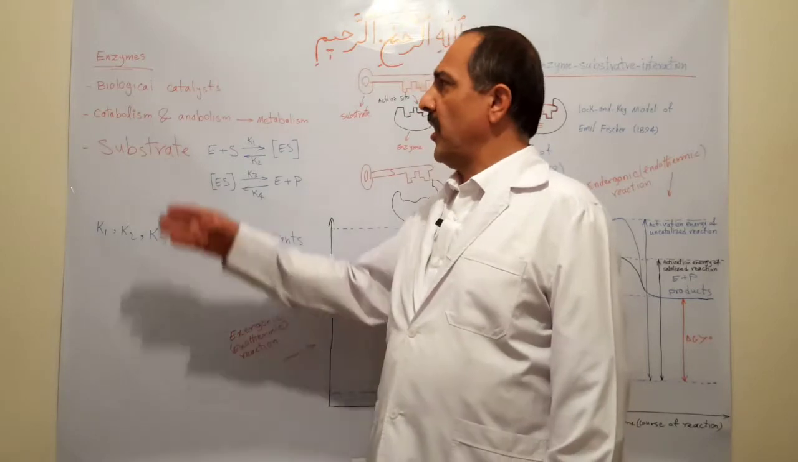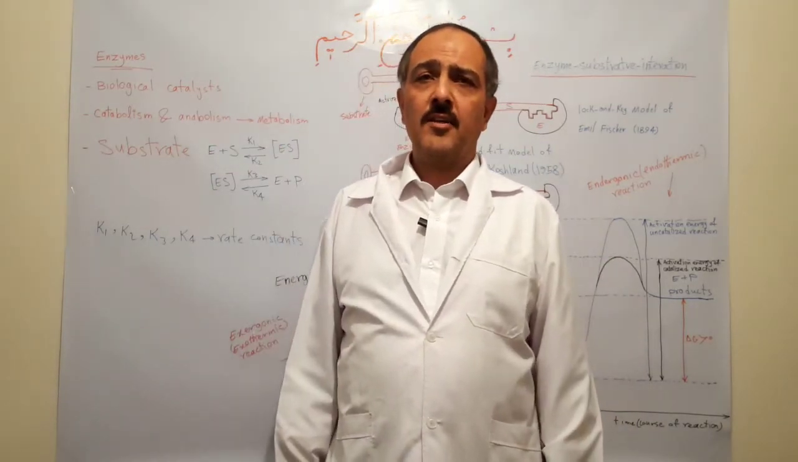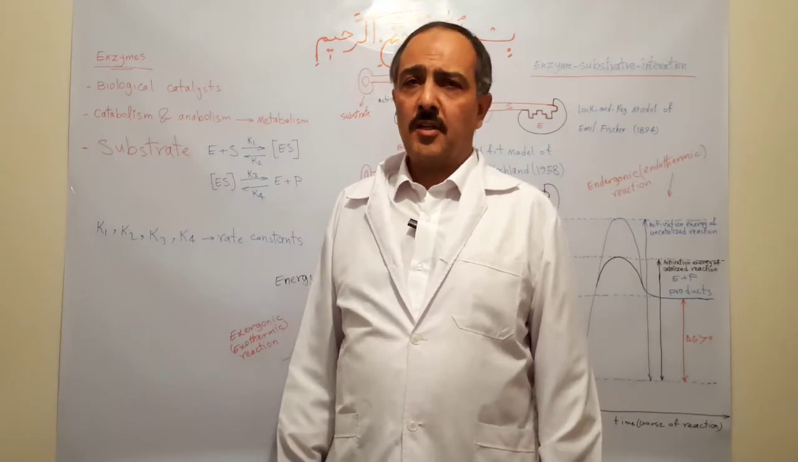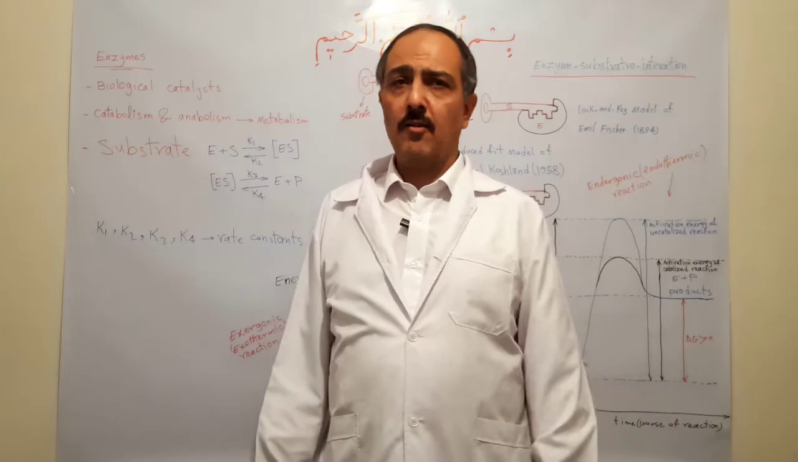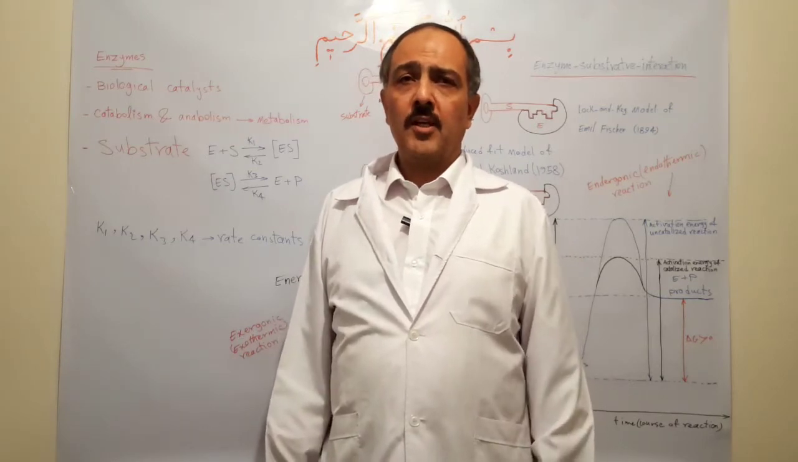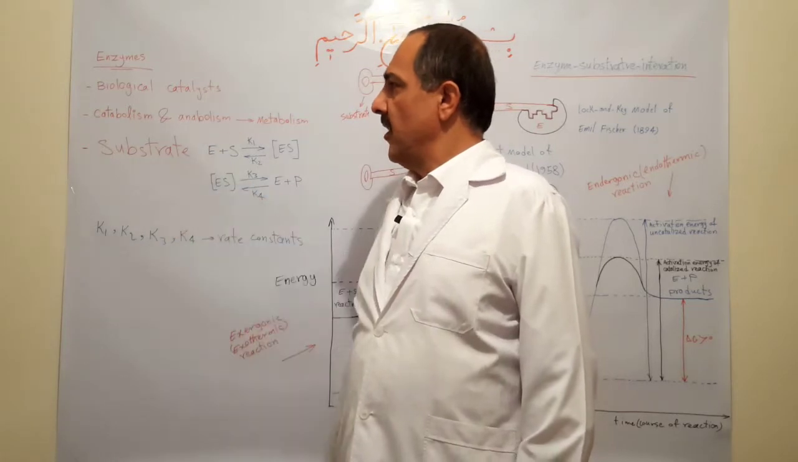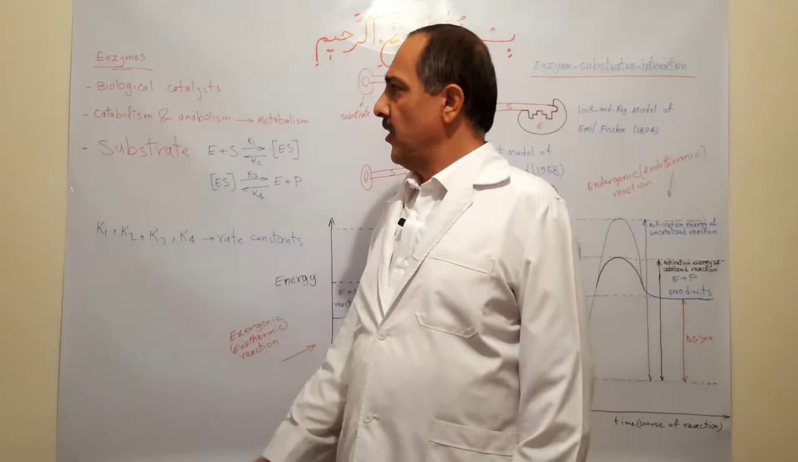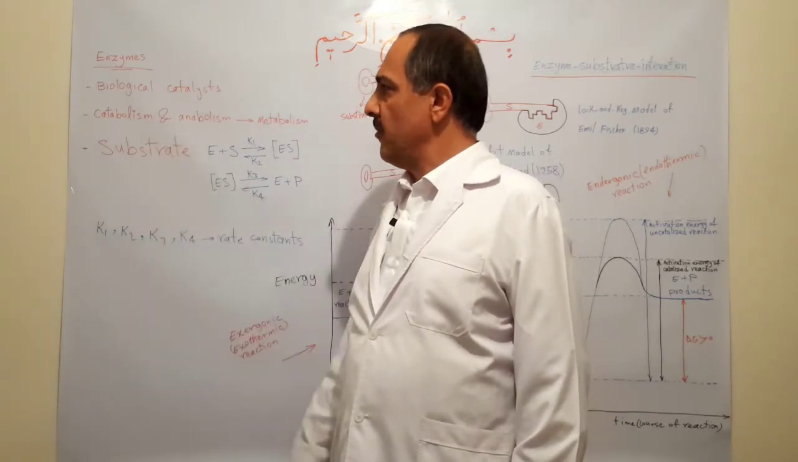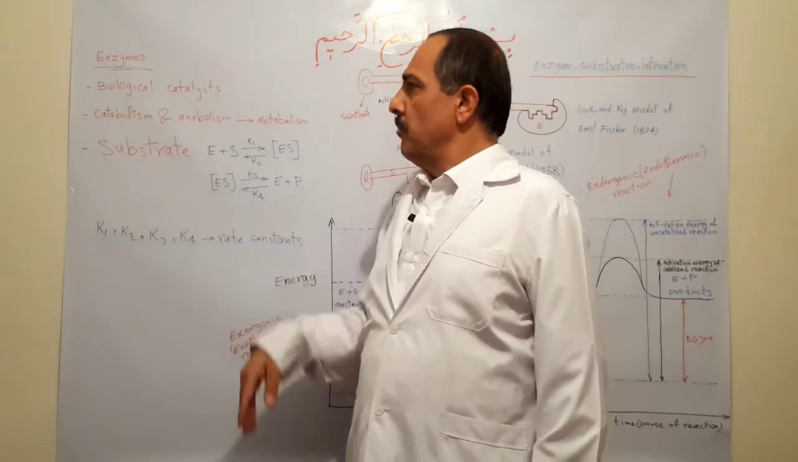Enzymes are called biological catalysts because they catalyze biochemical reactions. They are involved in breaking down of previously formed biomacromolecules and in biosynthesis of new biomacromolecules. So they are involved in catabolism and anabolism respectively, and therefore in metabolism.